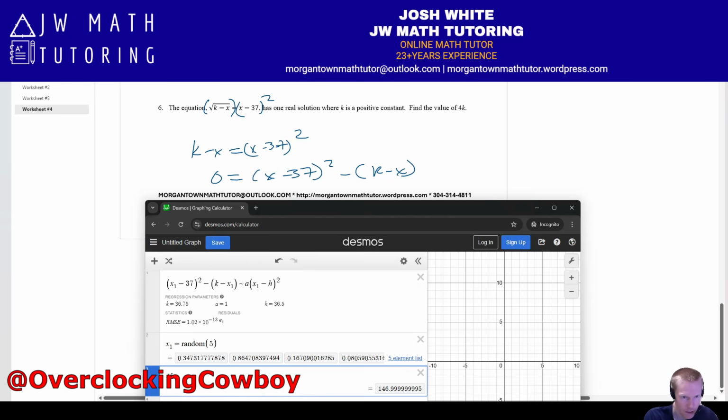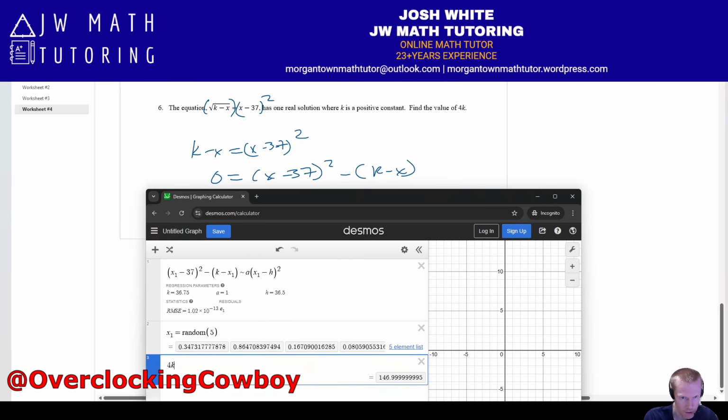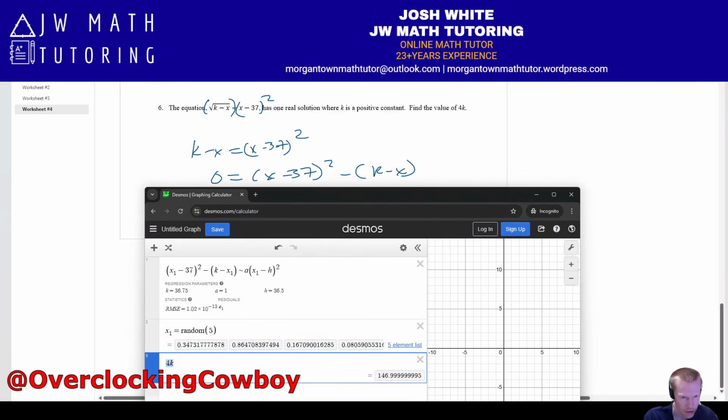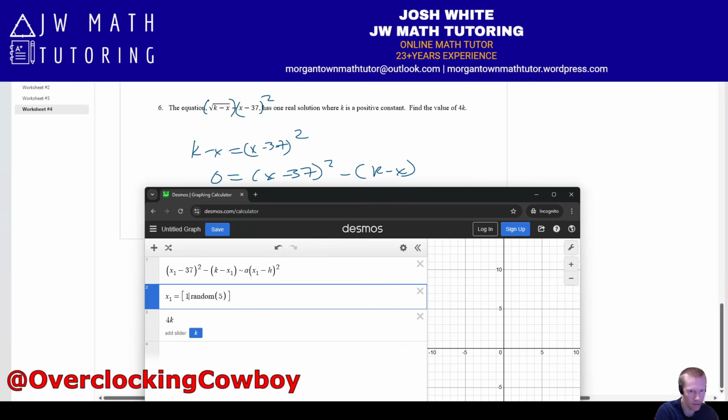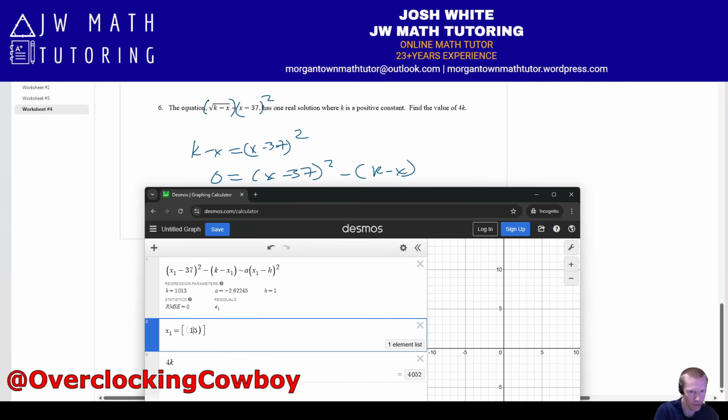146.99995. Now it should be coming out as exactly 147. I'm not sure why. Why is it doing this? Because if we do 36.75, see there it's exactly 147, but for some reason it's not giving me the right number. So let me see here if I just get rid of this.